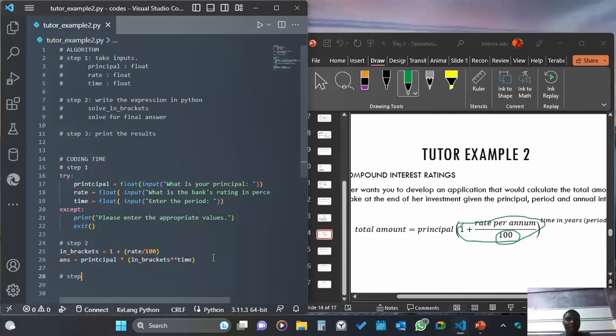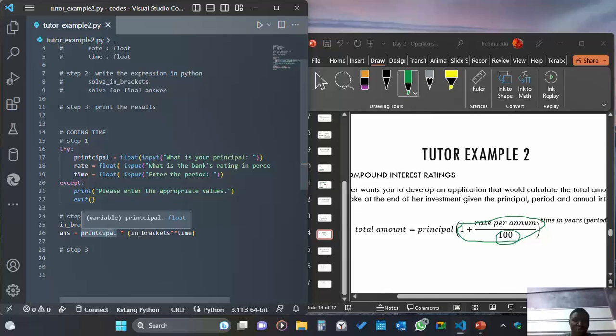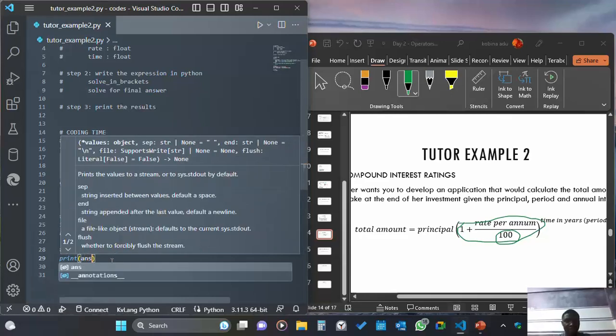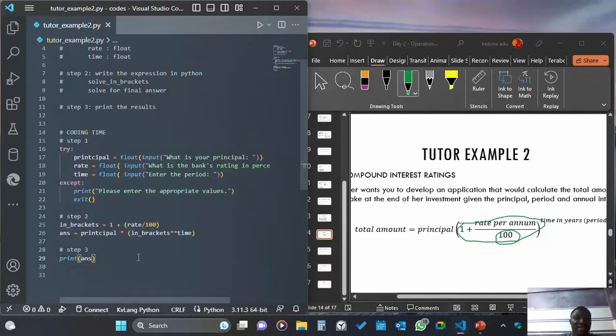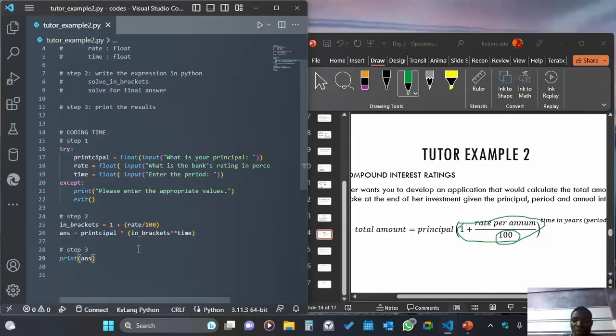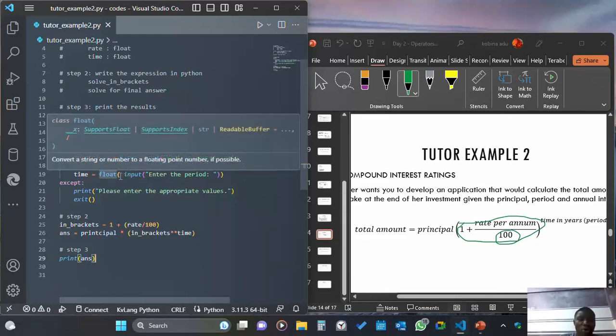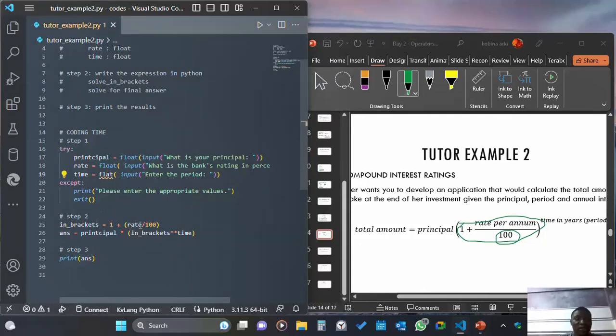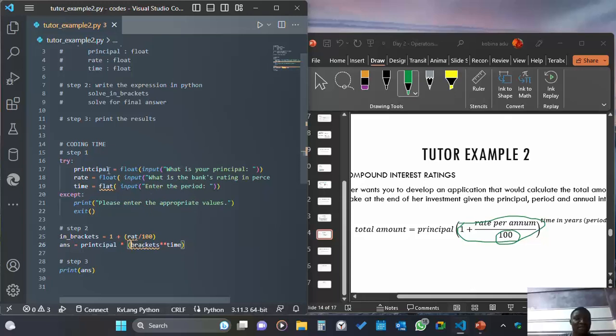Then I will go to the last step, step 3, which is to print the results. So we say print answer. Okay, and now let's see if our code works. But I want to mistakenly make a mistake, so that I will help you correct it later. So let me do this. Okay, so there are some number of mistakes. Sometimes your code may have a lot of mistakes, not only one mistake.